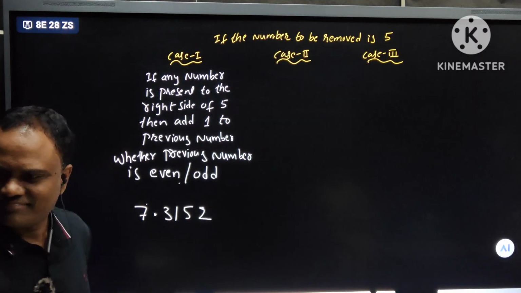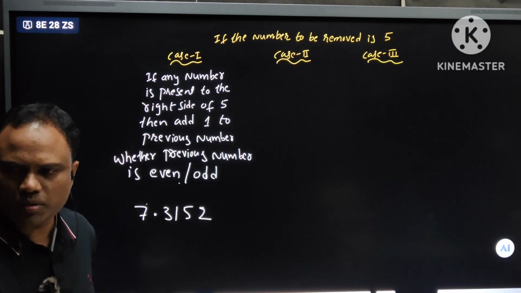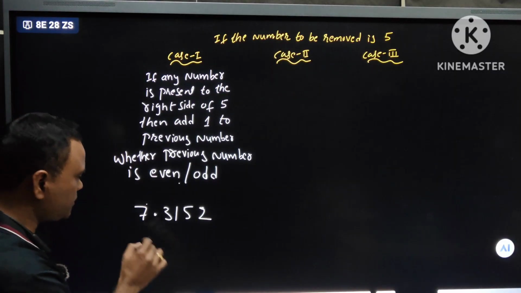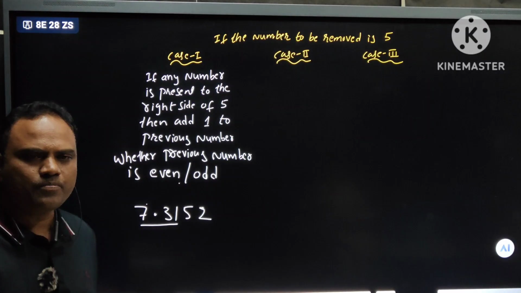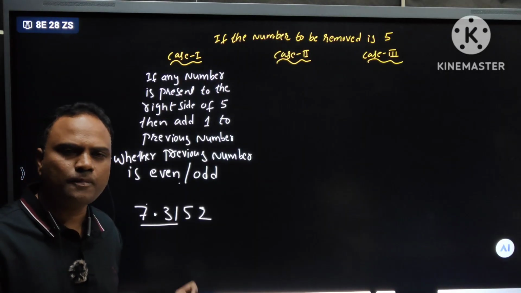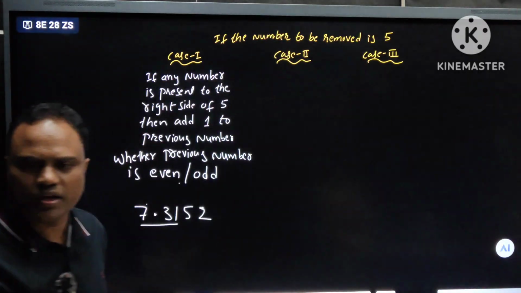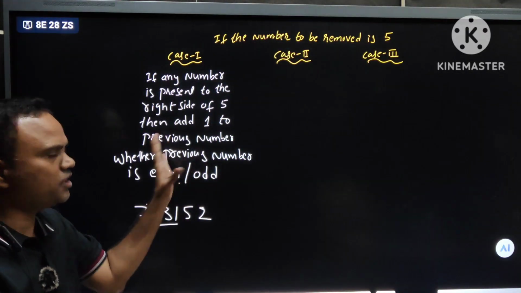7.3152. Okay, rounding up to 3 significant figures. Three significant figures means you have to keep 7.31 only. Now what you have to remove? 5. If the number to be removed is 5, you have 3 cases.